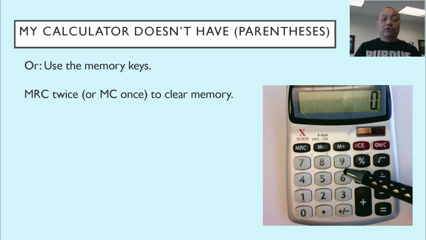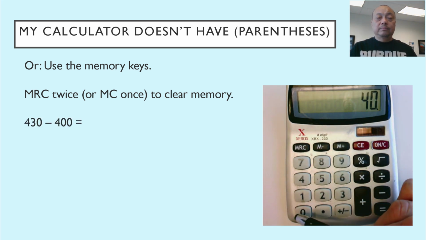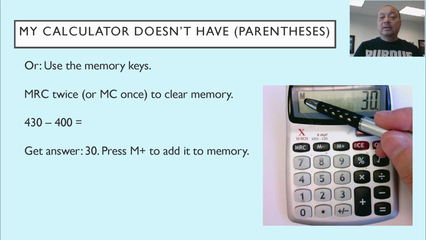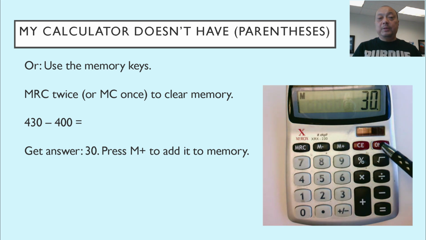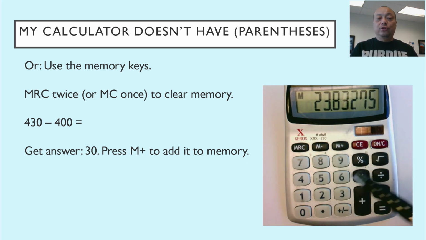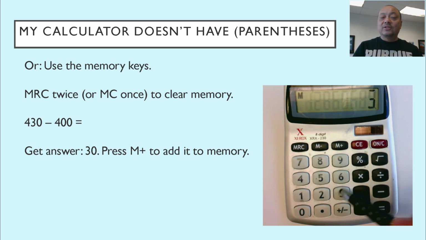I start my calculation. 430 minus 400 equal, get the answer 30. I press M plus to add it to memory. Now I know the memory has 30 in it. The little letter M over here tells me there's something in the memory. I can hit clear and do other calculations on the calculator, and the memory is still there.